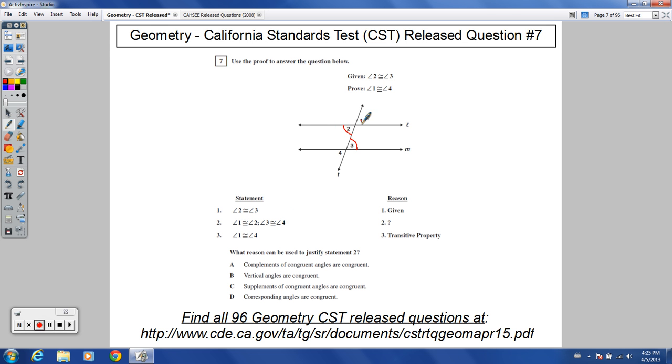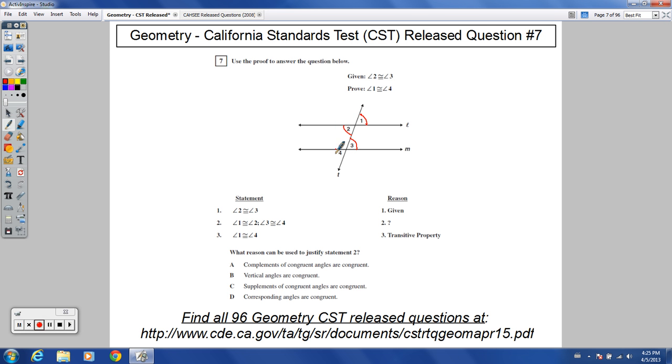So look at the picture up here. Why is angle 1 congruent to angle 2? Why would this one and this one be congruent? Well, I hope that's clear to you. That would be vertical angles. If the angles form two perfectly straight lines together when you put them together, then you have vertical angles.